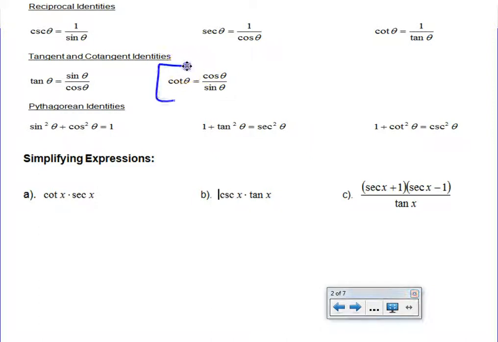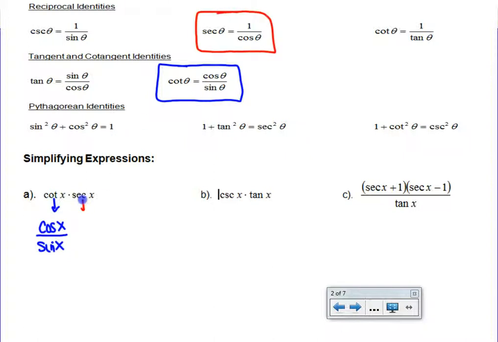Yeah, right here. See this? Cotangent is really cosine over sine. So instead of writing cotangent, I'm going to use this one because I know it's going to work better. I'm going to write he's really cosine over sine. We're substituting in the equivalent part of the identity. Okay, talk to me about secant. What can you trade for secant? 1 over cosine. So instead of secant, I'm going to say times 1 over cosine.